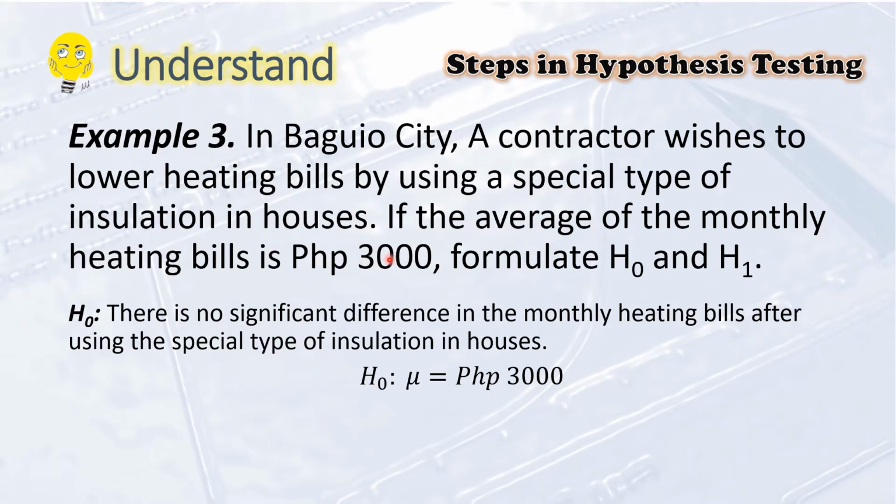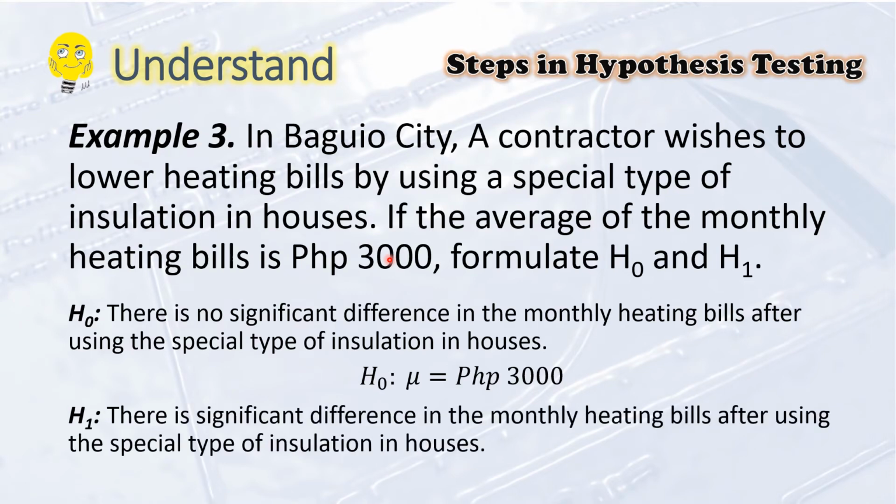The alternative hypothesis may be stated as there is significant difference in the monthly heating bills after using the special type of insulation in houses. From the situation, the contractor wishes to lower the heating bills by using the special type of insulation. Therefore, as an alternative hypothesis in symbols, we write this as mu is less than 3,000 pesos because the contractor wishes to lower the heating bills.